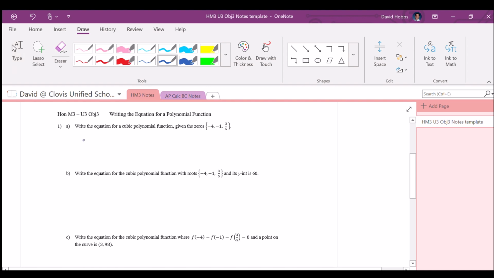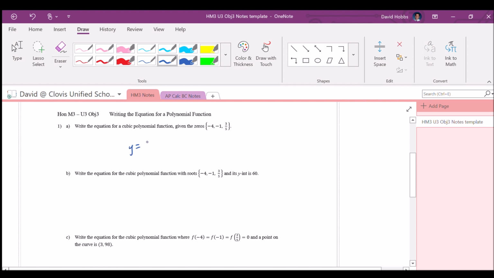So now this time, write the equation for a cubic polynomial function. So third degree polynomial, which means that we will have 3 roots, 3 zeros. And given the zeros, negative 4, negative 1, and 3/5. Okay, so the equation needs to be an equation. So y equals, or f of x equals.